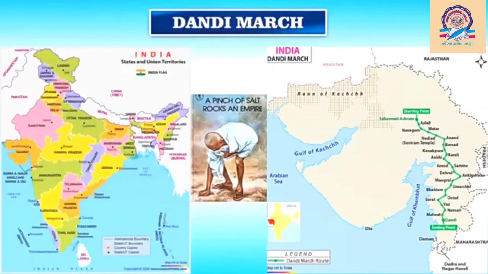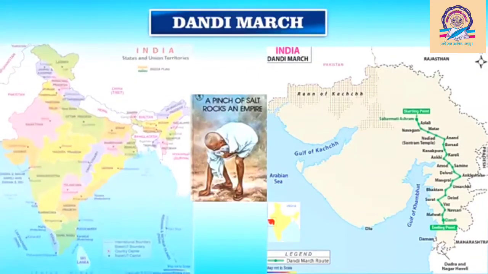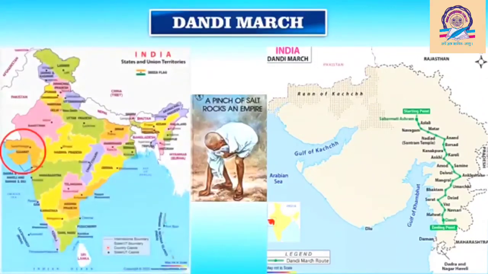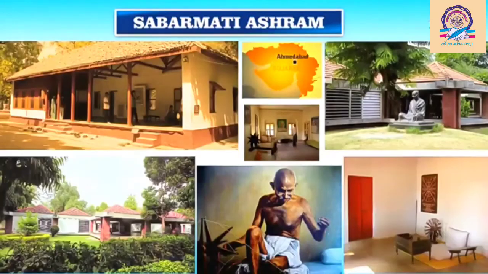Now let's see the route of Dandi March in the map of India. This is the map of India and this is the state of Gujarat. Gandhiji and his followers started from Sabarmati Ashram and they marched through this route and reached Dandi near the seashore. And which sea? Arabian Sea. Now some glimpses of Sabarmati Ashram.